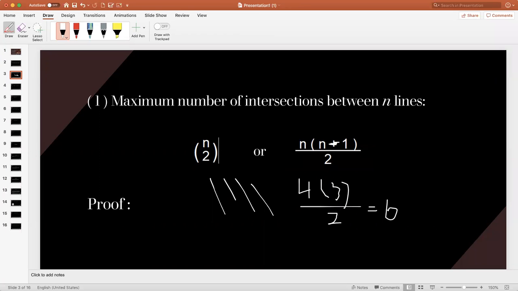And the reasoning behind that is, to make one intersection, we need two lines. So if we take four lines and we pick any two out of those four lines to make an intersection, that's how many intersections there are. So it's 4 times 4 minus 1, which is 3, so 4 times 3, and we divide all of that by 2, which is 6. If we broaden that example and say there are n lines, then it's n times n minus 1 divided by 2 intersections between those n lines.